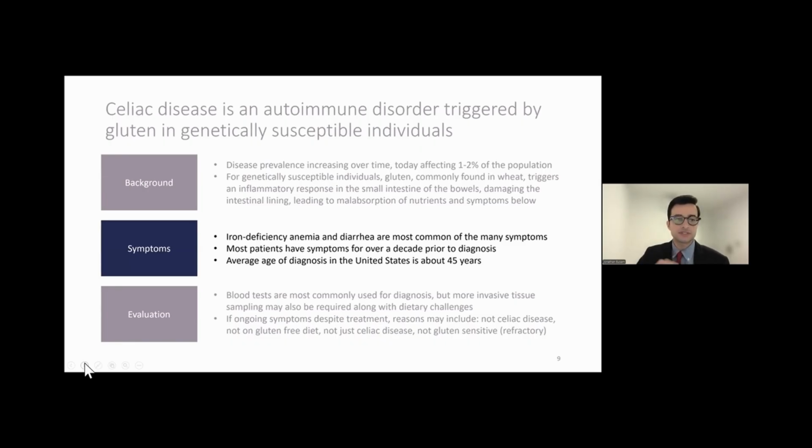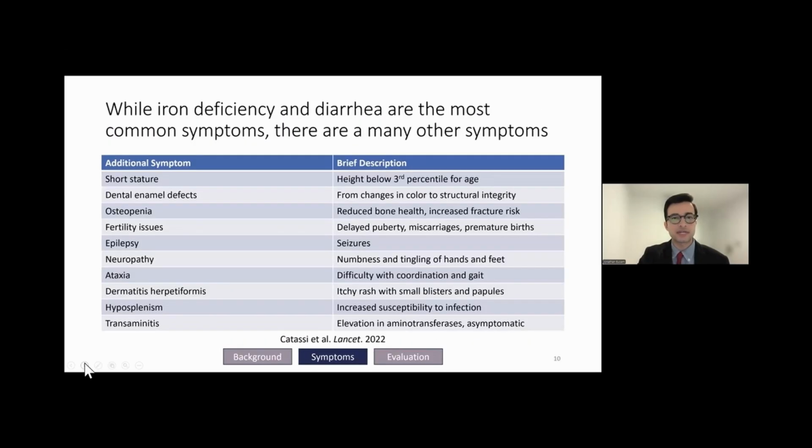So we'll move on next to the symptoms, what the common ones are after we have all this inflammation going on. Traditionally, iron deficiency and diarrhea are some of the most common symptoms, which may trigger a diagnostic workup. However, there's a whole variety of other symptoms. I've listed a few of them here. This isn't all-encompassing; there are several more symptoms that can manifest with celiac disease, but some of them include, for example, a short stature, which is defined as a height below the third percentile for age.